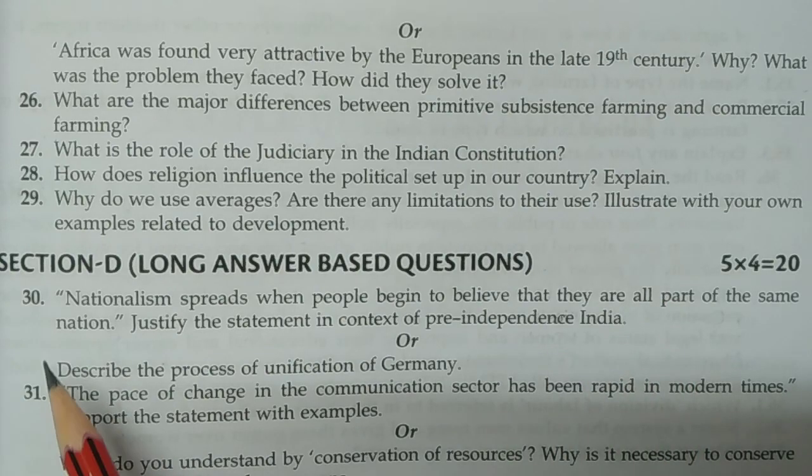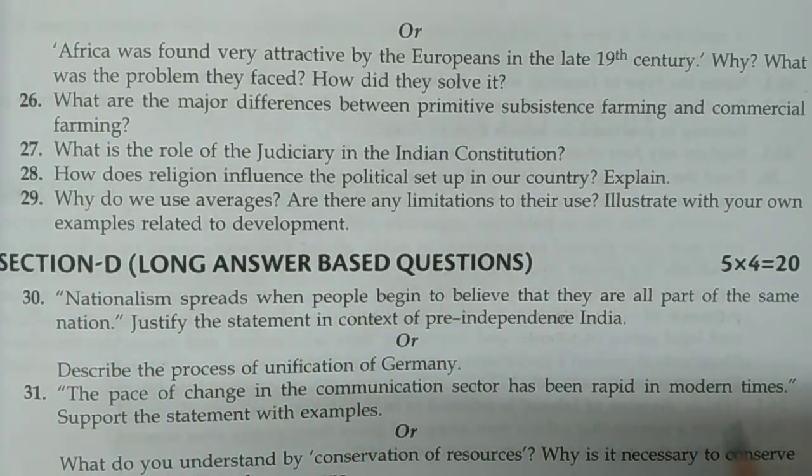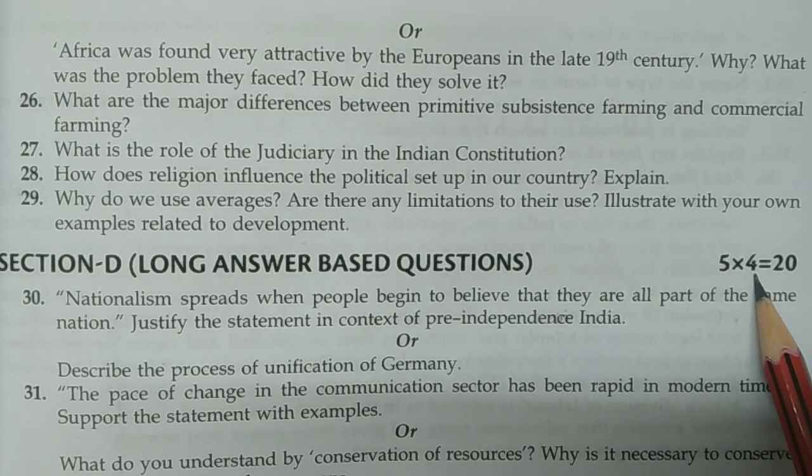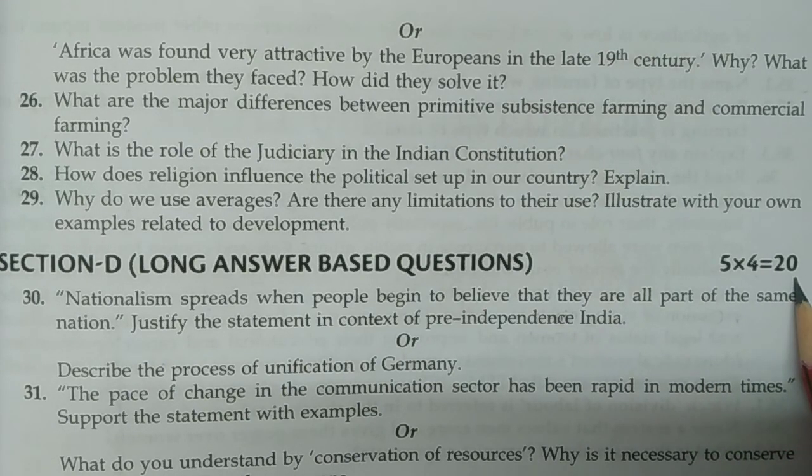Now let's start with Section D. It has long answer based questions, and it contains 20 marks. Its weightage is very high here. Here you are getting a total of only 4 questions, but the marks are 5 each. So each question has 5 marks, which means 20 marks in total, with 4 questions given here.